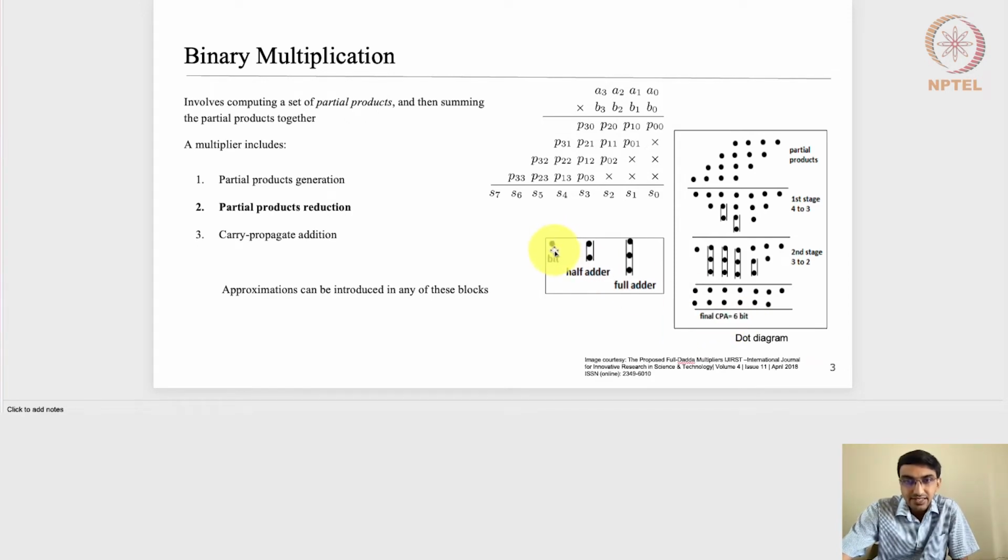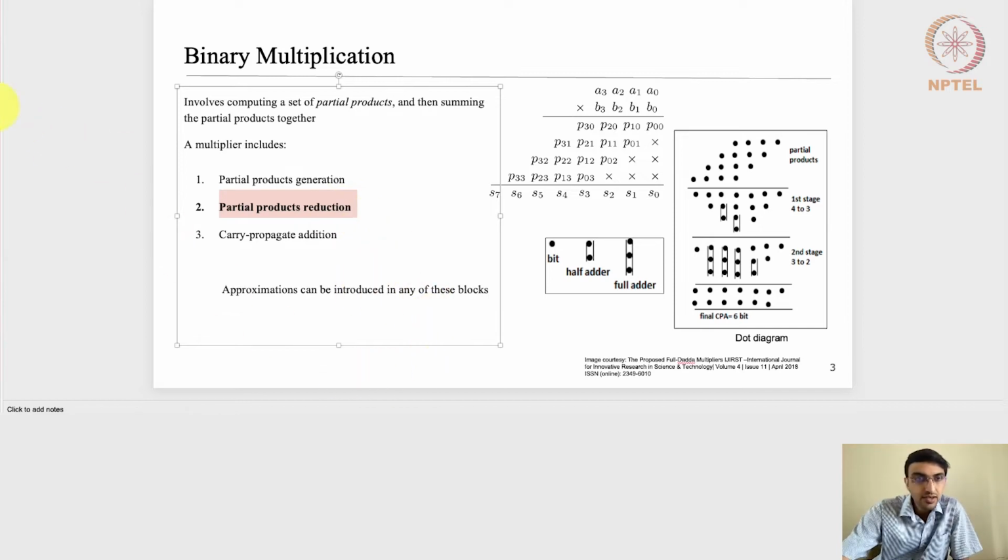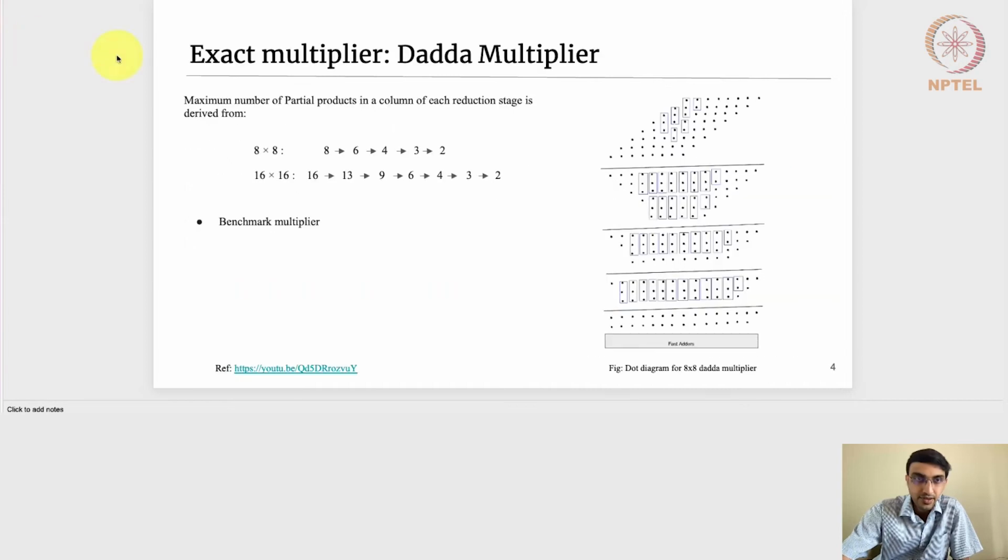Notice that this is one single dot. These 2 dots represent the half adder, and these 3 dots represent the full adder design. So we can use the full adder and half adder designs to reduce, in the second stage, which we call the partial products reduction stage. Right, so this is the binary multiplication. We can also say that approximation can be introduced in any of these blocks, whether it is the first stage, the second stage or the third stage, or even during the partial product generation as well.